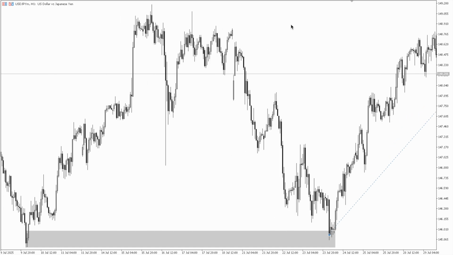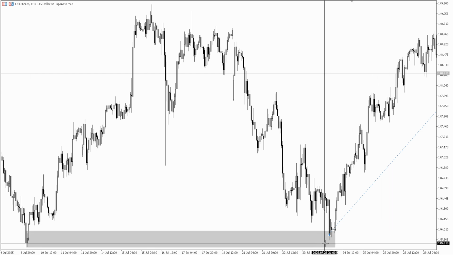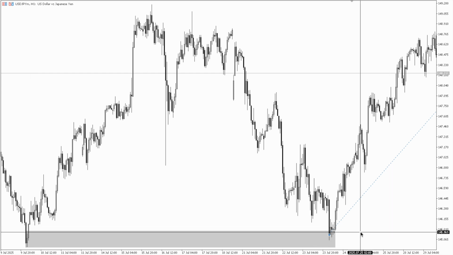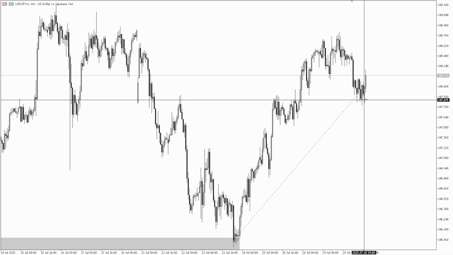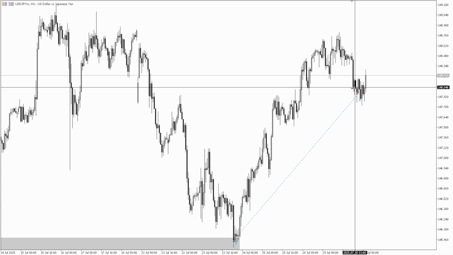And if I show you guys my 1 hour time frame very quickly here on MetaTrader 5, we can see that this is the 1 hour demand zone where I got triggered into the trade on Thursday, the 24th of July. And this is the point where I got taken out of my full position on Wednesday, the 30th of July, 2025.